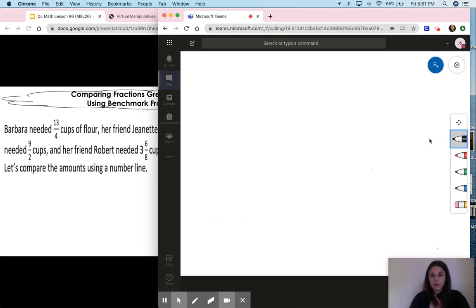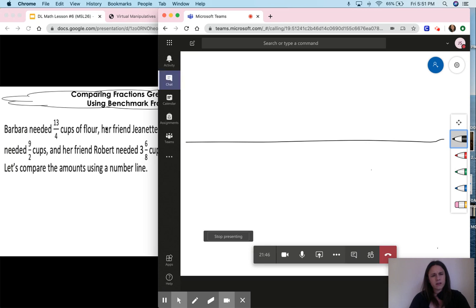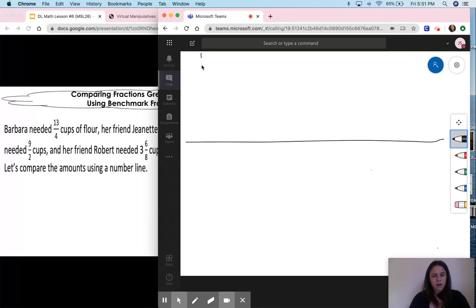Here we go. Let's make our number line. This is the first thing. And we're going to ask ourselves, where should it start and end? Well, what are the fractions I have again? I have 13/4. I have 9/2. And I have 3 6/8.